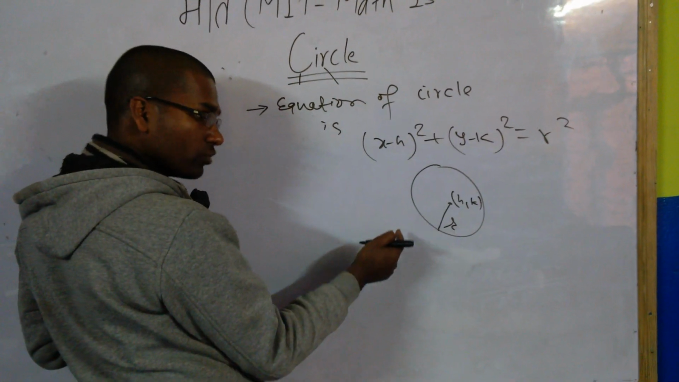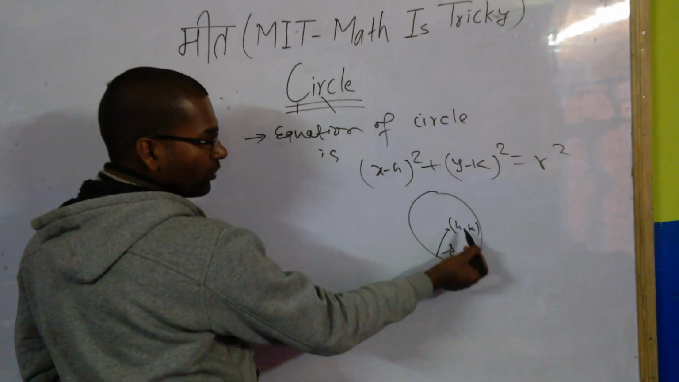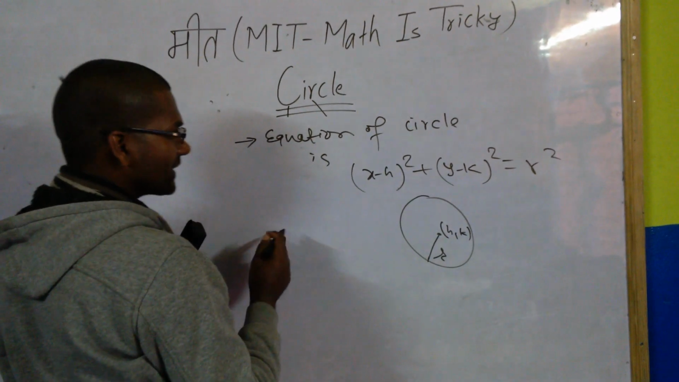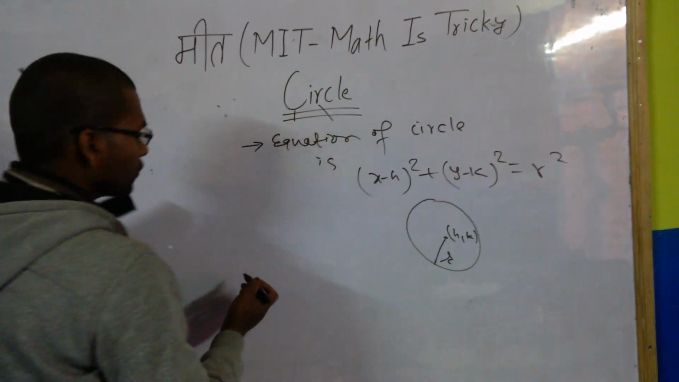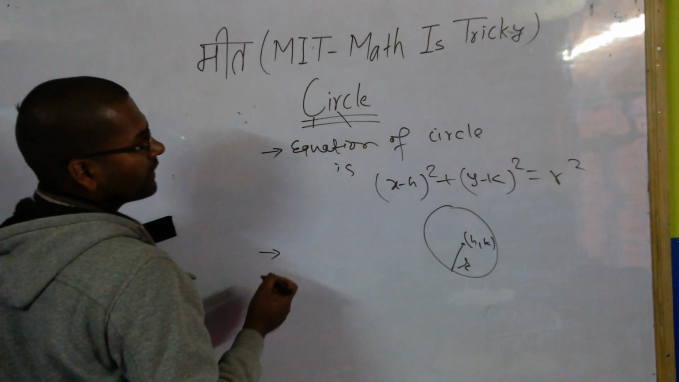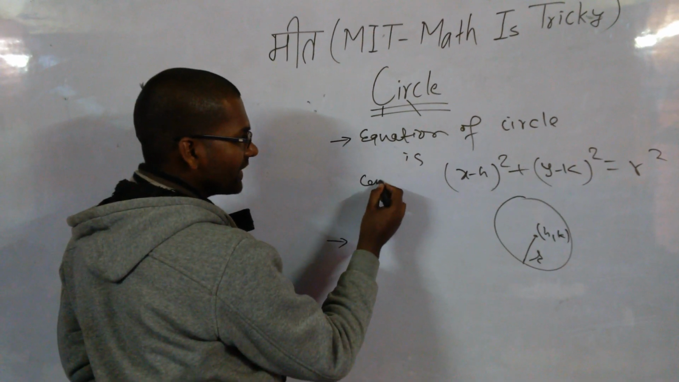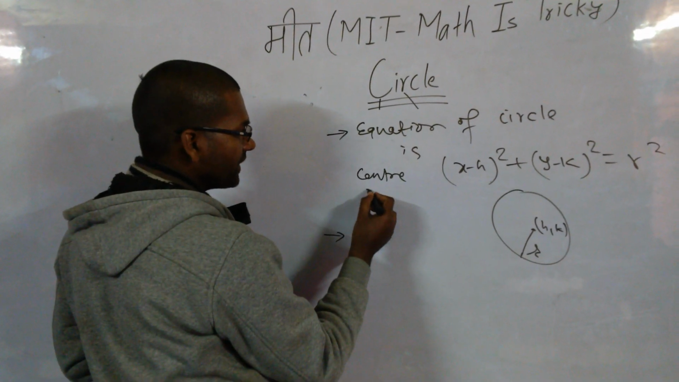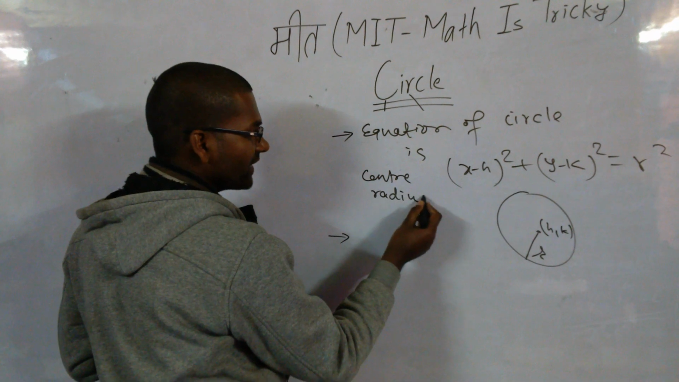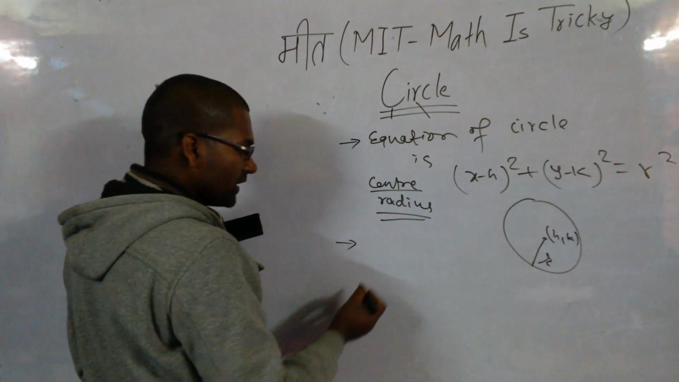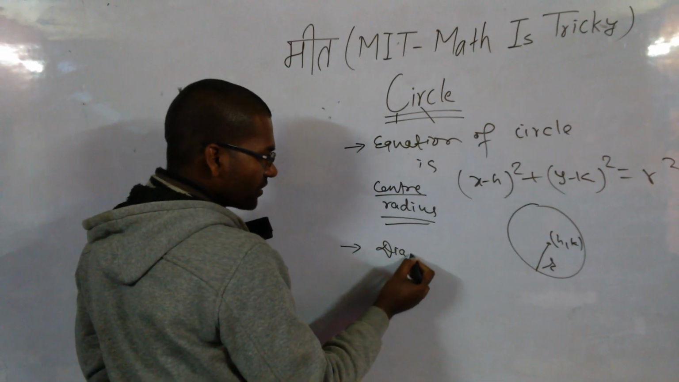I have already explained how to find the center and how to find the radius. So now there are different cases to find the equation of circle. This is when the center is given and the radius is given. If we have center and radius, we use this formula. So there is another form, the diameter form.